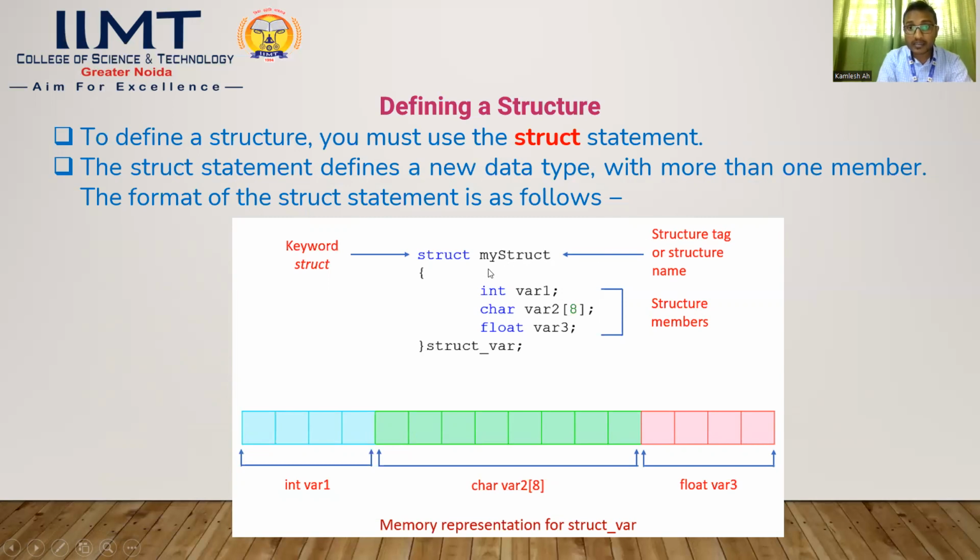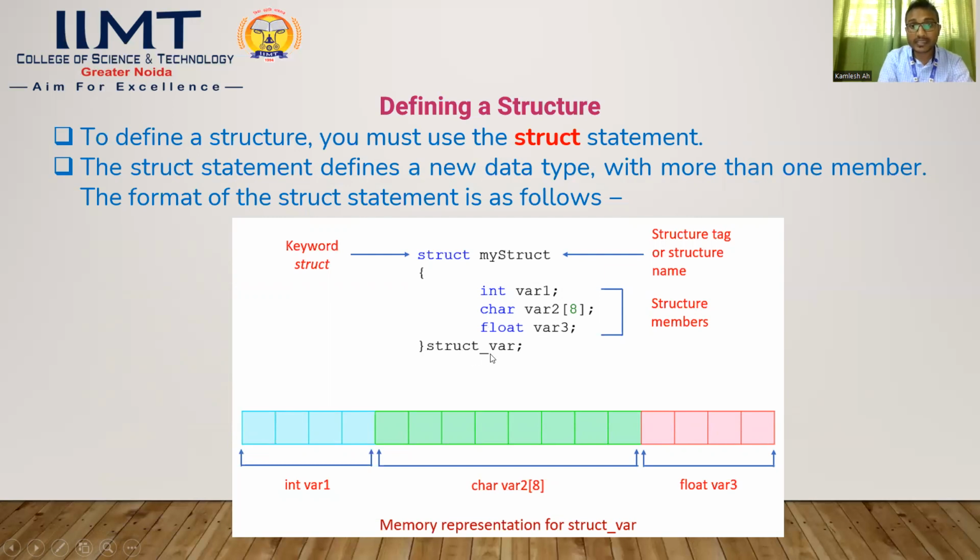My structure has three variables: integer, character, float. All three are different kinds of data items. Integer variable one holds only integer type of value. Variable two holds only character type of value, and float variable three holds only float type of values. So the structure contains different data type of items.